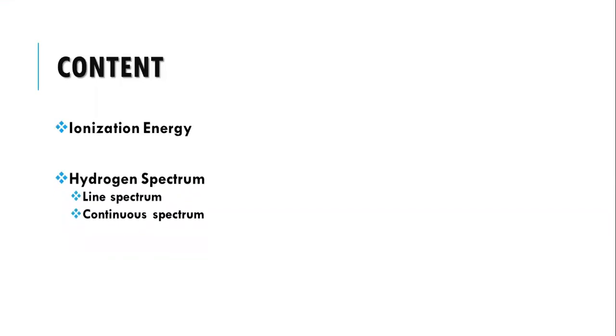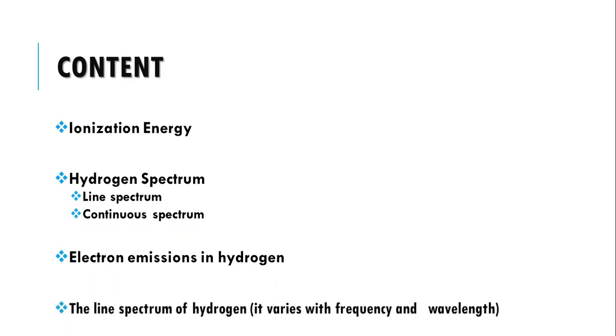For that, first we have to know about ionization energy. The definition and understanding are really needed. The next topic is the hydrogen spectrum. Under the hydrogen spectrum, we are going to speak about two types of spectrum: one is the line spectrum, another is the continuous spectrum. Then we are going to speak about electron emissions in hydrogen. Finally, we are going to compare the line spectrum of hydrogen according to frequency and wavelength. Let's move on to the introduction.